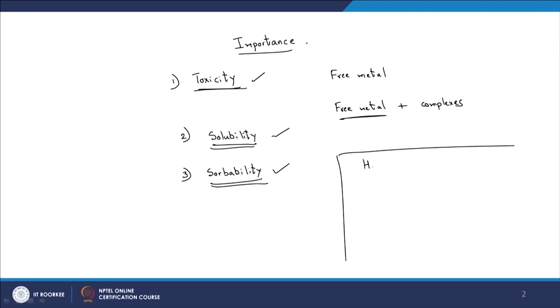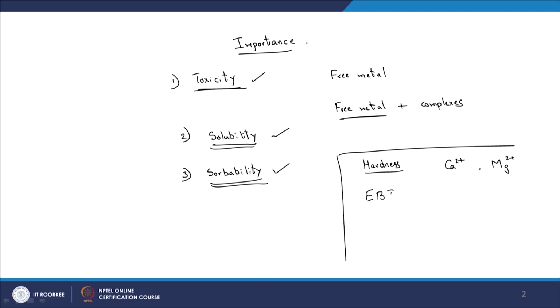When we are trying to measure hardness, you are trying to measure Ca2+ and Mg2+. How do you go about that? If people can recall, or I can help refresh their memories, you add EBT, which is again a ligand, the eriochrome black T indicator, initially, and then you start titrating with EDTA until a blue color appears.